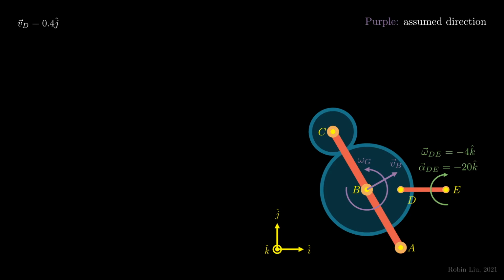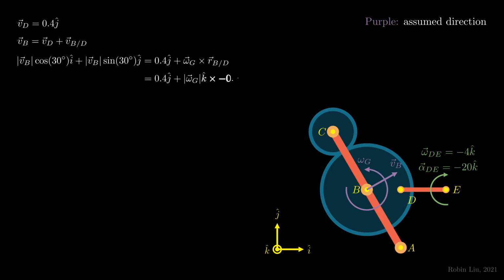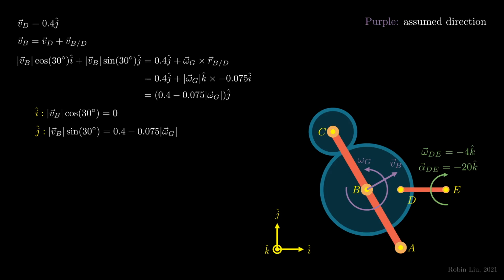The velocity of point B has to be perpendicular to the link AB. I'll just assume that it's in the positive i and j directions, and like usual, if I'm wrong, I'll simply find a negative magnitude after working through the math. So, we'll use the same old equation and expand all the terms. We find that point B actually has no velocity.